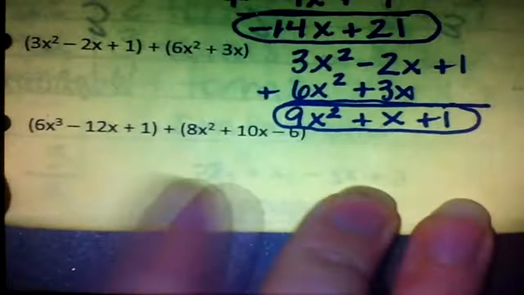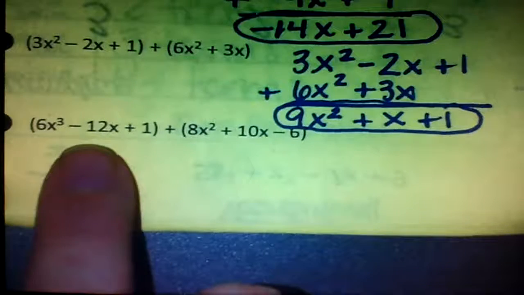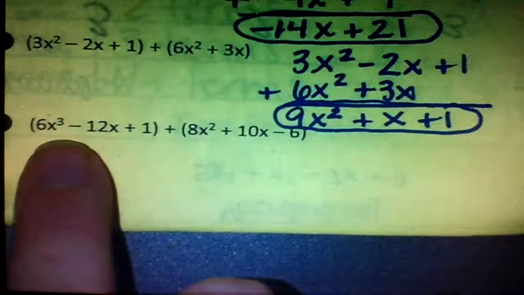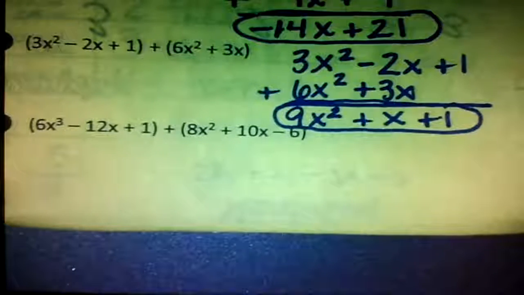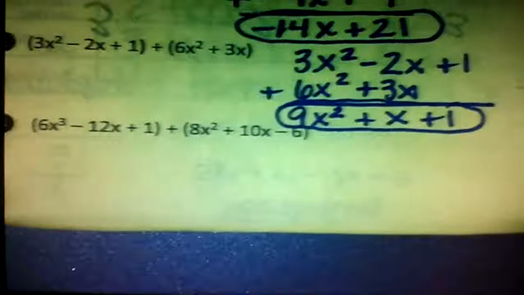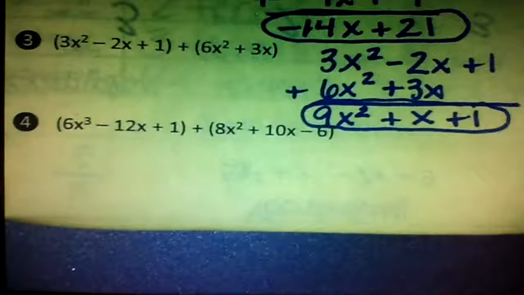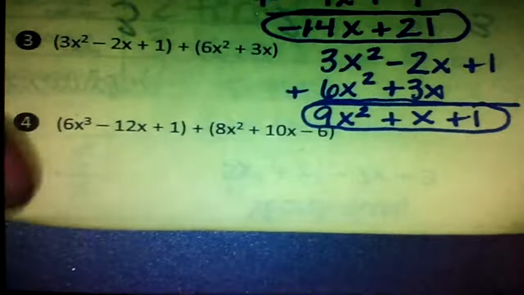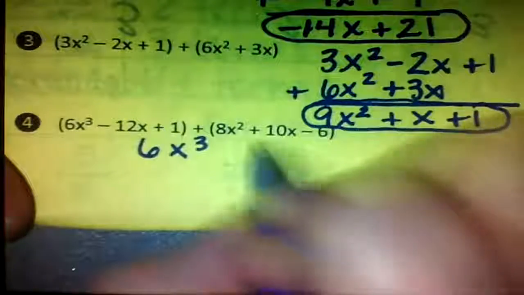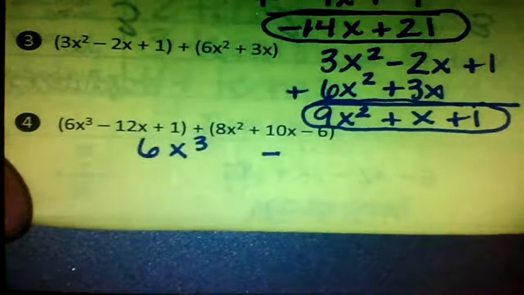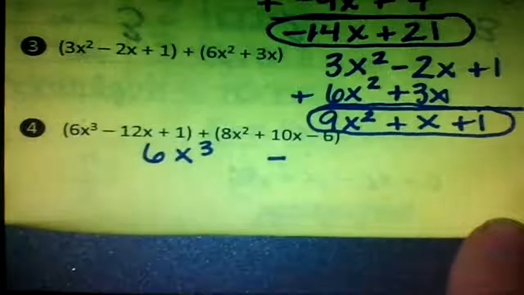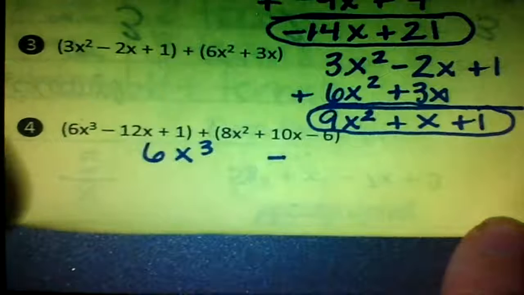Okay. Take a look at this one. It goes x cubed, x, and then 1. What's this one missing? It's missing an x squared term. So make sure that you leave a little bit of a gap there. So I do this one, 6x cubed. That was the 9x squared plus x plus 1.